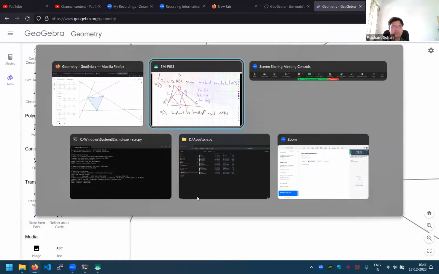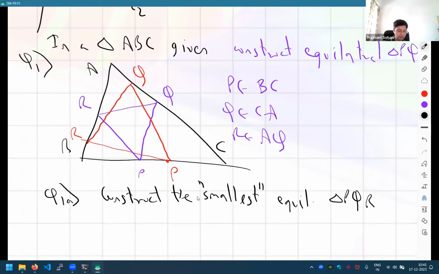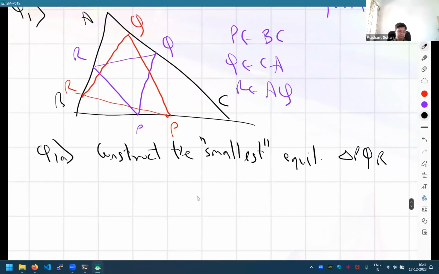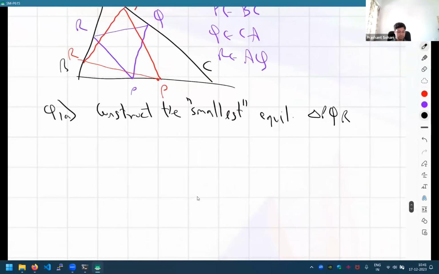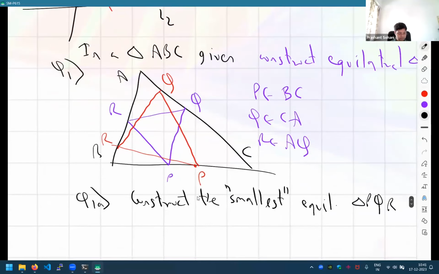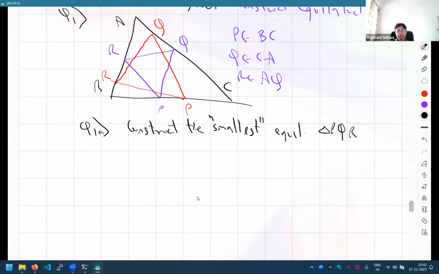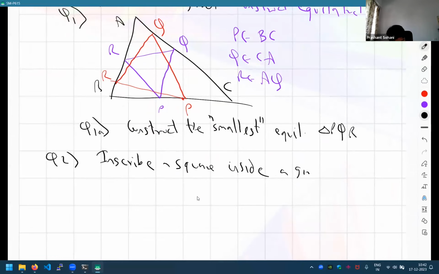Okay, so this is one question to think about. Construct the smallest equilateral triangle PQR. Okay. And now, can you think of some variations? Like instead of triangle, what about quadrilaterals? Can I ask the same question for quadrilaterals? Like, for example, let me ask question 2. Inscribe a square inside a given triangle.